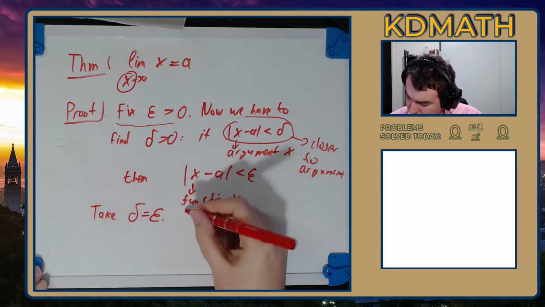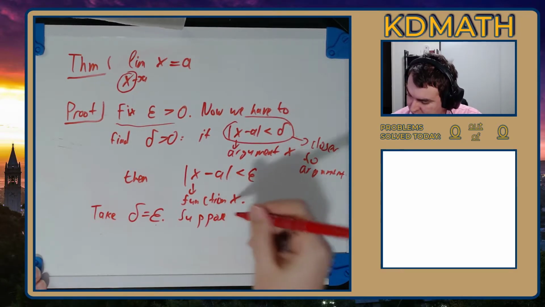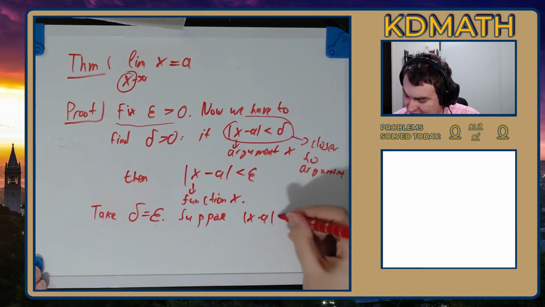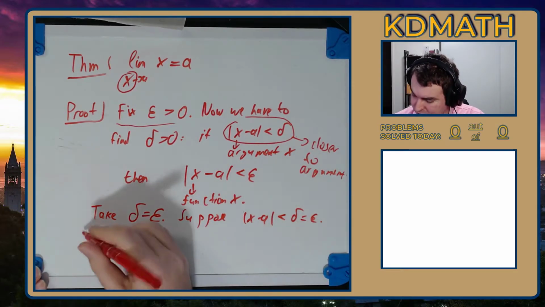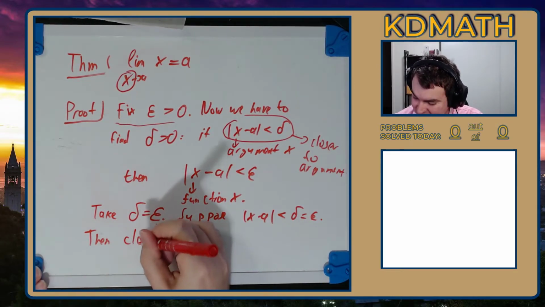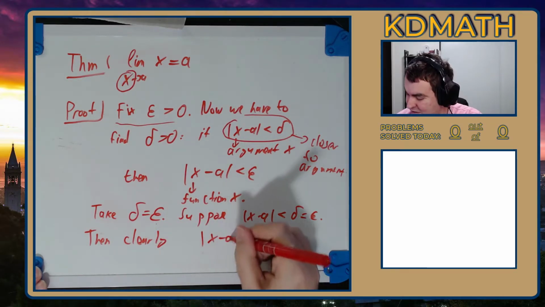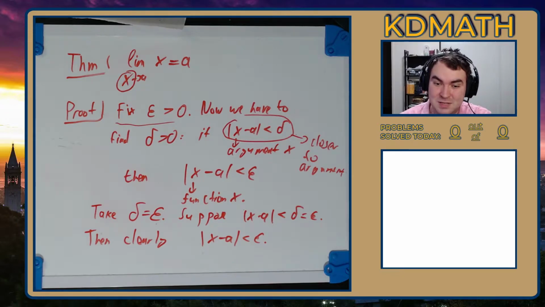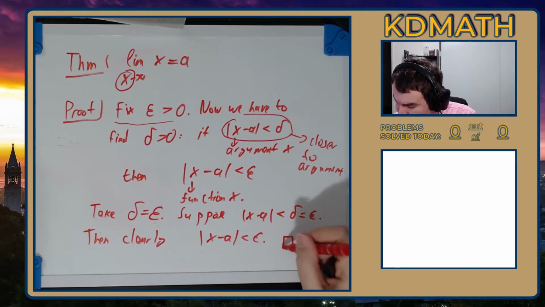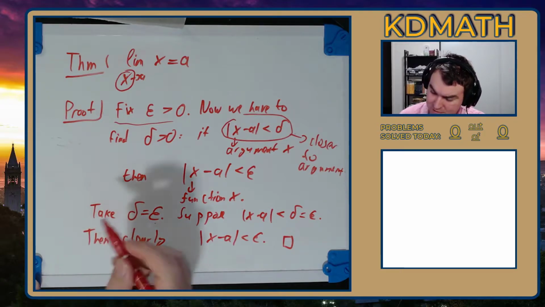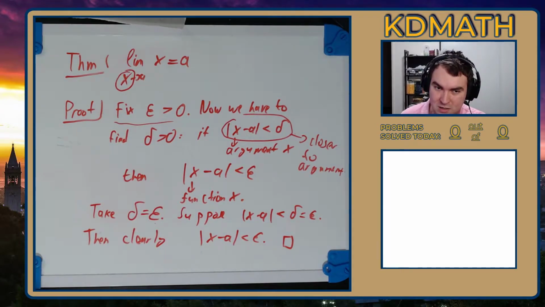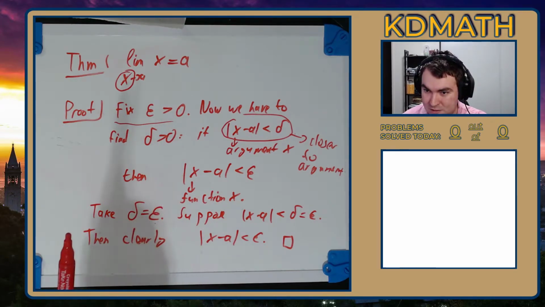So, suppose x minus a is less than delta, which equals epsilon, then clearly x minus a is less than epsilon. Right, and this seems like a gigantic tautology, but we just proved that for every a, the limit as x goes to a of the function x equals a. How? We used the epsilon delta definition of the limit, the rigorous definition of the limit. We fixed our epsilon greater than 0. We said we have to find a delta.